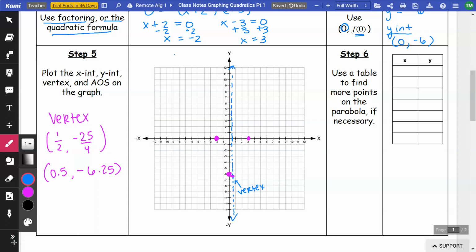We want to make sure it's a dashed line. This is my axis of symmetry, x equals 1/2. Okay, so I'm starting to see the shape of a parabola here. I've got a point here, I've got a point here, I've got my vertex, and I've got a point on the right side. So because we know that our axis of symmetry divides our parabola perfectly in half, we can reflect our y-intercept across the axis of symmetry. So we can take that 0, negative 6, and just reflect it over.